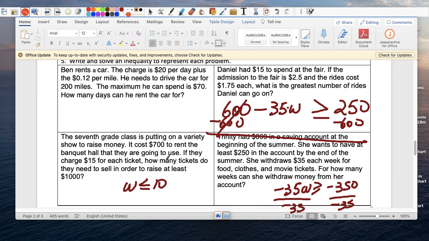So, up to 10 weeks, she's good. If she does it for more than 10 weeks, her account balance is going to be under 250. 10 weeks is okay. And then we point to the left because 9 weeks is good too. 8, 7, 6, 5, 4, 3, 2, 1, 0.